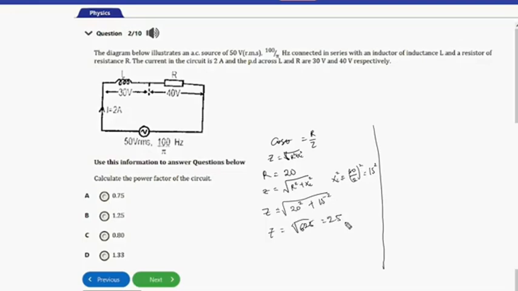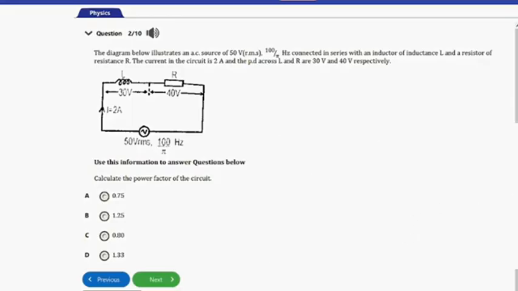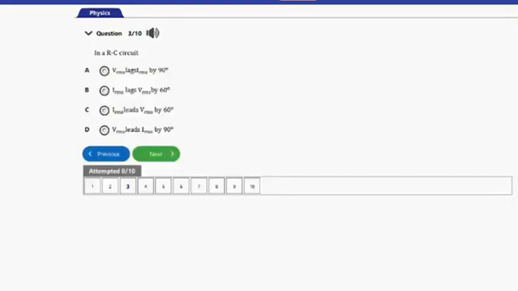So now that we have Z to be 25, we can go ahead and calculate the cos theta, which is the power factor, and that's equal to 20 over 25. So that's 0.8, and that's option C here, guys. So let's go ahead and consider the next question. So guys, the next question we have here is question number 3.